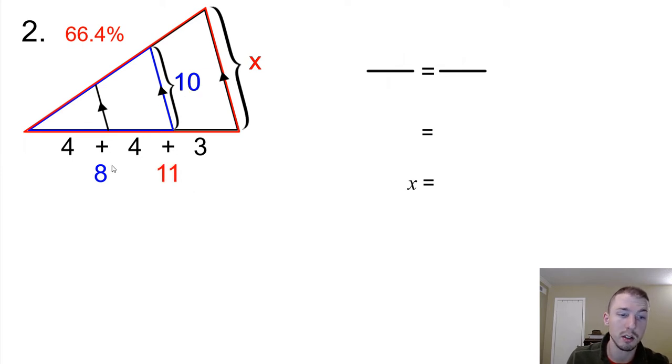So I know 10 is going to go to the 8, just as x is going to go to the 11. So I can set that up. Then when I cross multiply it, I'm going to have 10 times 11, which is 110, divided by 8.